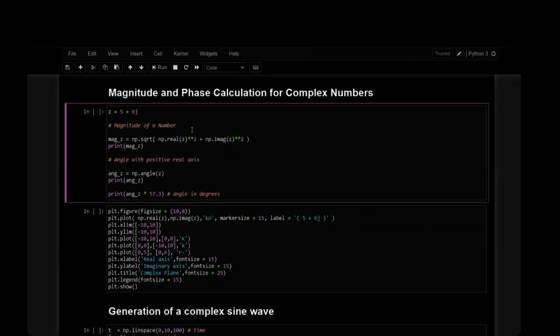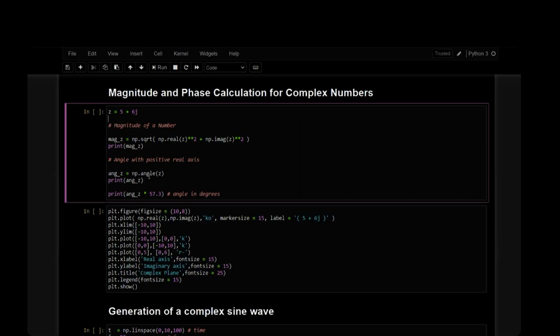From our theory, we know that the magnitude of a complex number is calculated as the square root of the sum of the squares of the real part and the imaginary part. So here we square the real part of the complex number, and here we square the imaginary part. In this way, we can calculate the magnitude of the complex number.